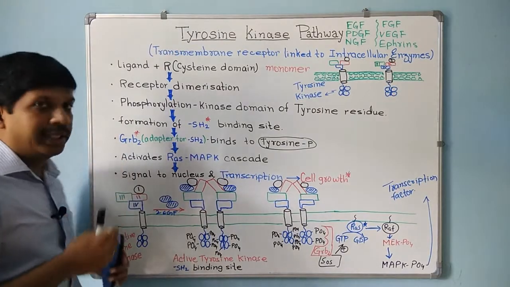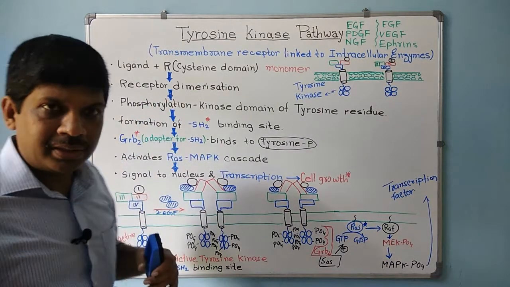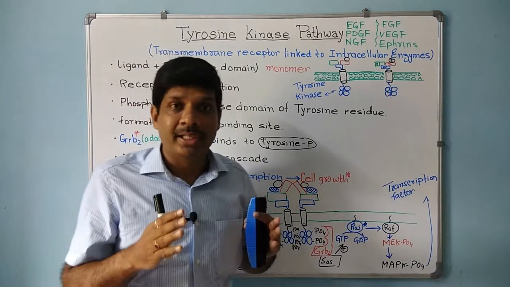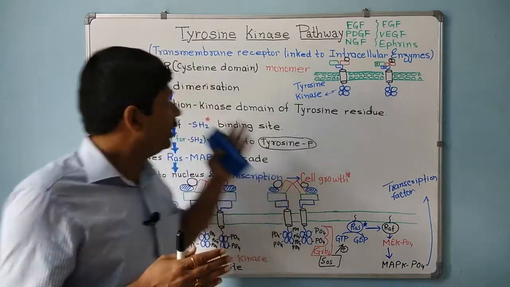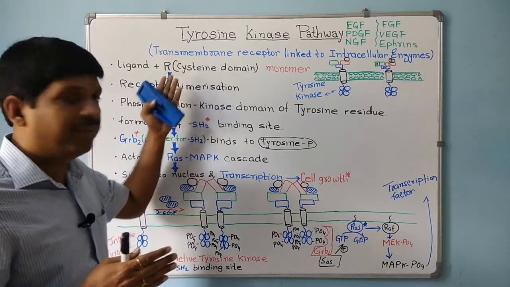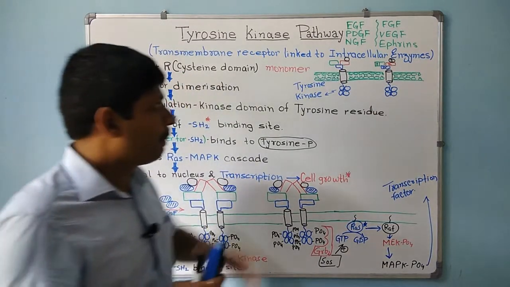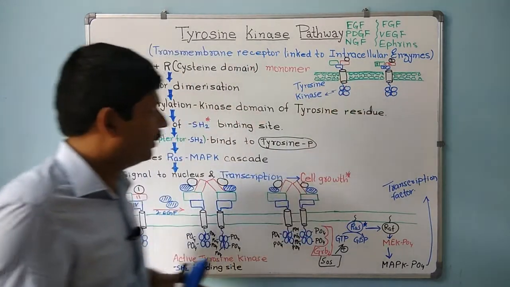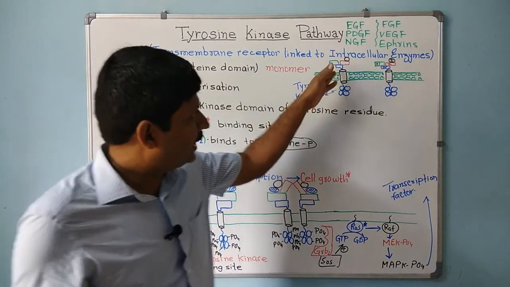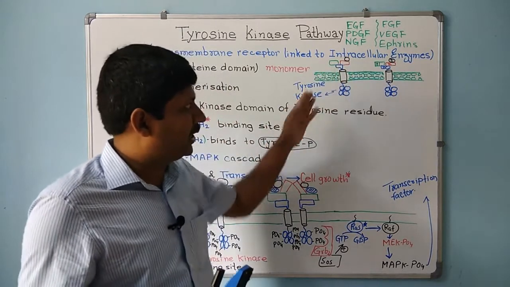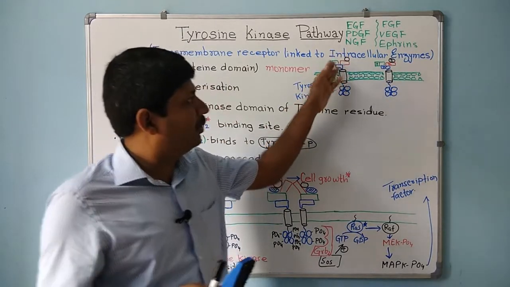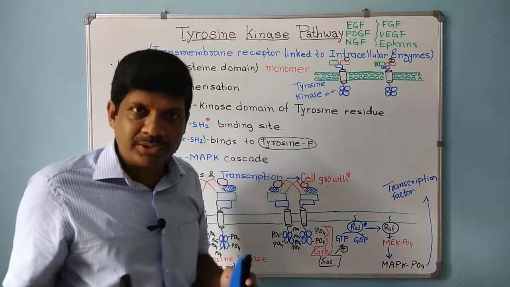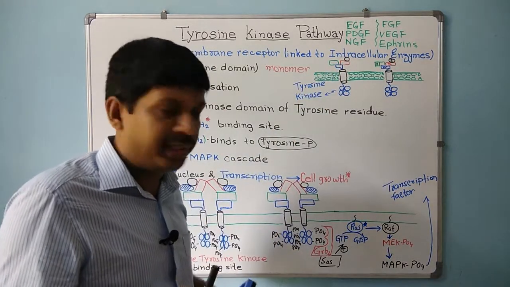The ligand binds with the receptor, at the cysteine domain of the extracellular part of the receptor, which exists in the monomer form. So one monomer and another monomer. In the monomer you will see there are 4 subunits: 1, 2, 3, 4. I will explain the significance of those subunits later.